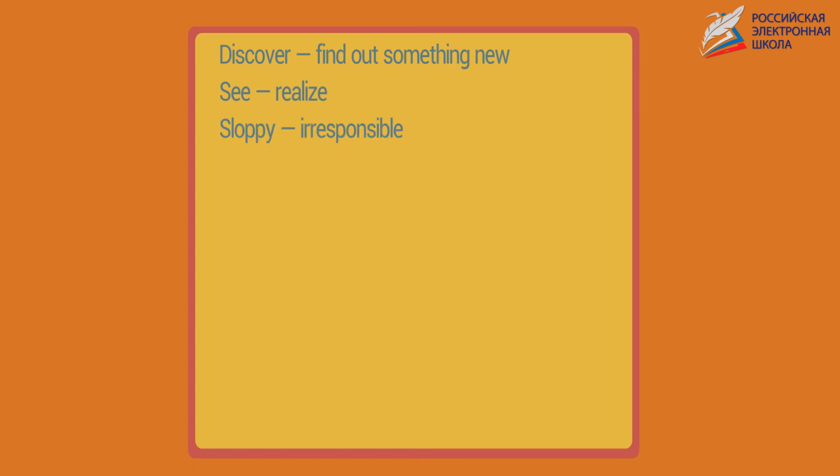A lot of things were discovered in the past. Let's find out what words we can use to talk about these discoveries. Try to guess the meanings of these words. 1. Discover. Find out something new. 2. See. Realize. 3. Sloppy.